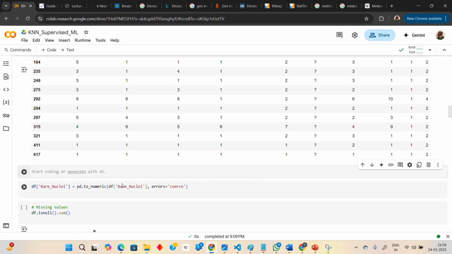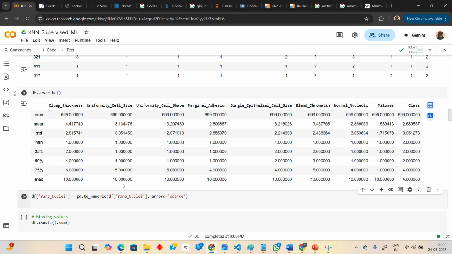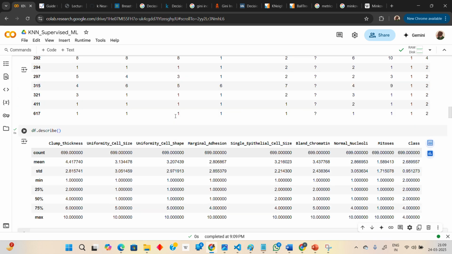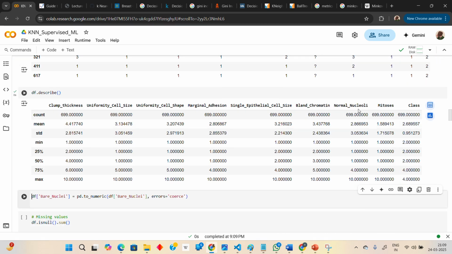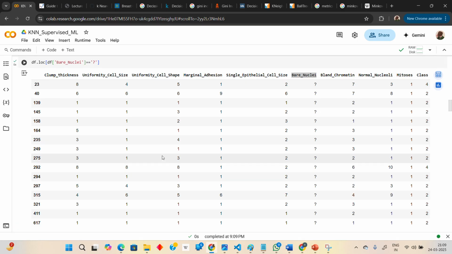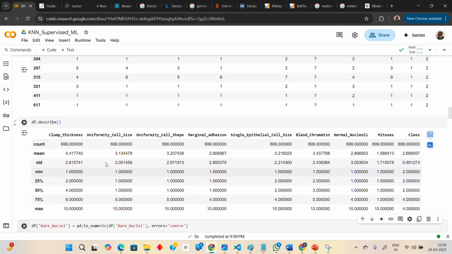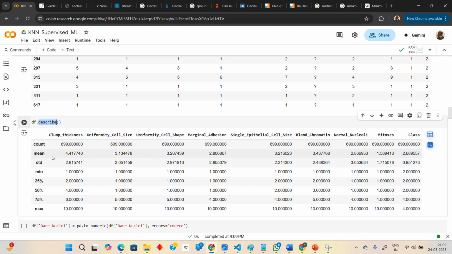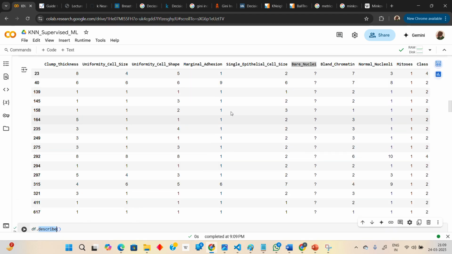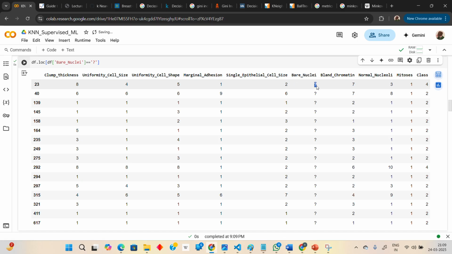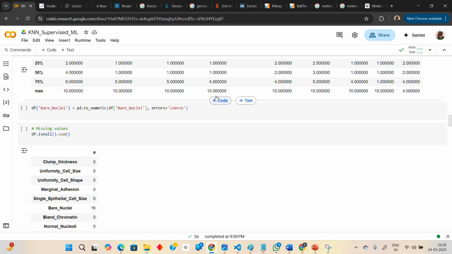Also let me print the describe function and observe whether this column, bare nuclei, comes. Anyway, bare nuclei did not come because according to the data points it is object, and object points cannot come in describe. Only numerical values will be there in describe, I already mentioned. So that is why we cannot see the object. First of all, let us replace this question mark with some other data point, either zero or null value. After that we will convert the entire column into numerical and then find out. That is a strategy.